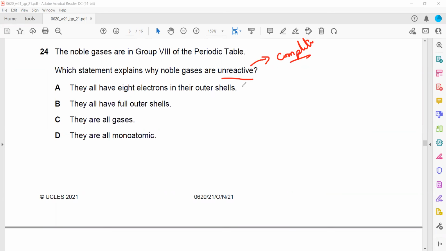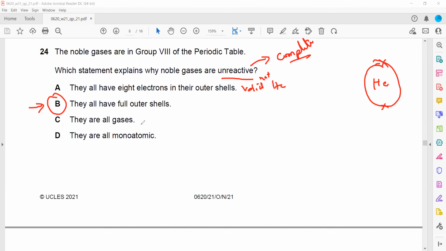This statement is not valid for helium. Why? Because helium is also a group 8 element, but it does not have 8 electrons. It has only 2 electrons in the outer shell. So because their outer shell is full or complete, that's why they're unreactive. So they all have a full outer shell. So B is the right answer.